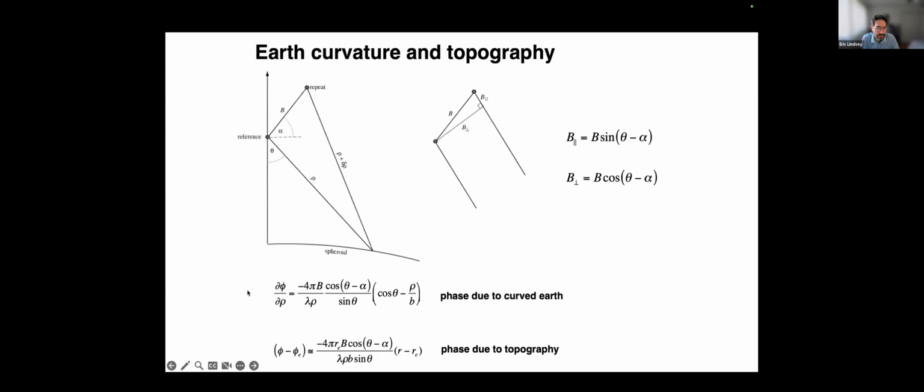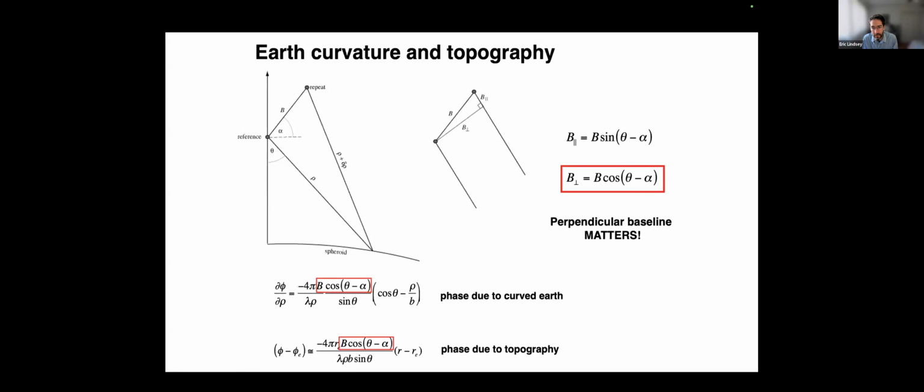So I'm not going to go through the derivation of this, but if you look at the phase due to the curved Earth, it's related to the range, the height, the wavelength, this baseline times cosine of theta minus alpha. And then the phase due to topography is going to be a similar thing with this baseline times cosine of theta minus alpha. So it turns out that the perpendicular baseline is the component that actually matters in terms of producing this Earth curvature and topography effect.